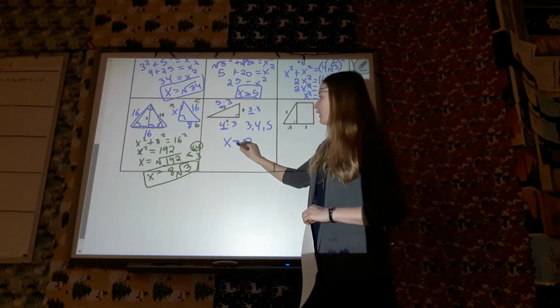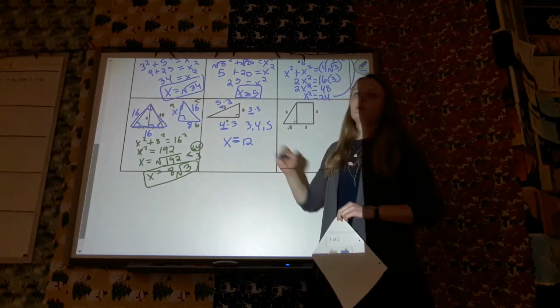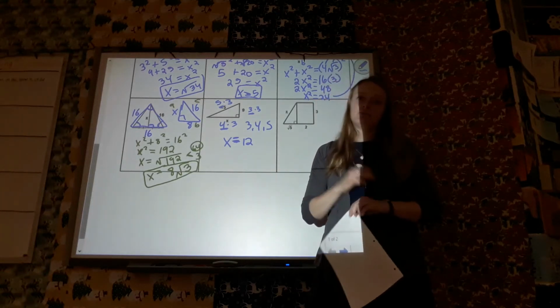So x would be 4 times 3. Sorry, this is an equal sign. X would be 12 following the Pythagorean triple shortcut.